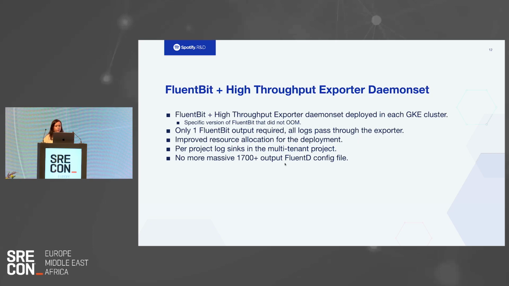The high throughput exporter is just what Google uses out of the box for Kubernetes, so we deployed that on the side. This required only one FluentBit output, so all logs go through this single output through this high throughput exporter and to their desired projects, which I'll get to a little bit later. There was improved resource allocation without all these outputs and extra overhead, so we saved a lot on resources there. We had to set up these per project log syncs in the multi-tenant project, so that's where instead of a huge output file with 1,700 different outputs per namespace and project, we have these log syncs instead. So there are almost 2,000 of those.